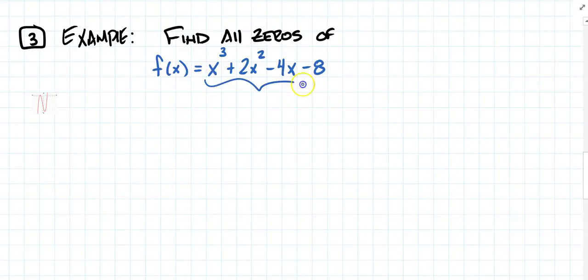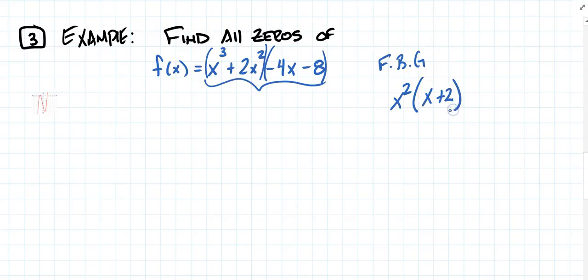So you'll notice right away that I have 4 terms. Whenever you have 4 terms, you want to think about factoring by grouping. So I'm going to go ahead and group the first 2 terms together and group the second 2 terms together. In the first group, if I take a look at x cubed plus 2x squared, I can factor out an x squared. And that would leave me with an x plus 2. Now, if I take a look at the second group of negative 4x minus 8, I can factor out a negative 4. And that would leave me with an x plus 2.